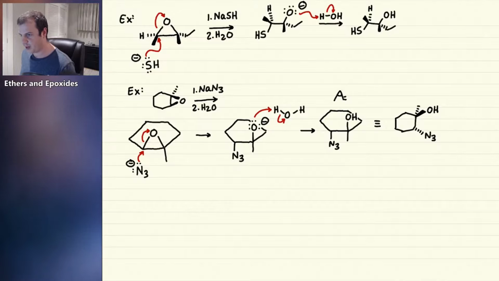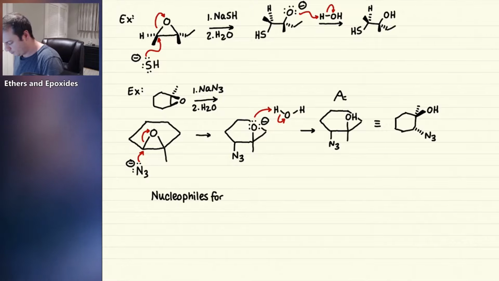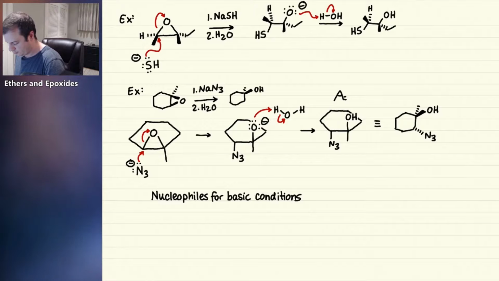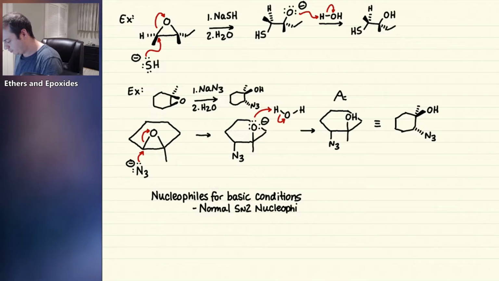So let's take a look at some nucleophiles that are commonly used in basic conditions. So just up here, I'll go ahead and draw the product again, just so we can complete our scheme. And so some nucleophiles that are used in basic conditions, they kind of come into two categories with epoxides. There are your standard nucleophiles that do SN2 reactions too. So I'll call those normal SN2 nucleophiles. And here's a list of some normal SN2 nucleophiles.